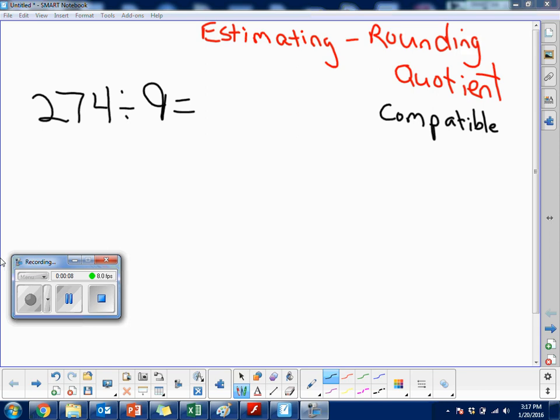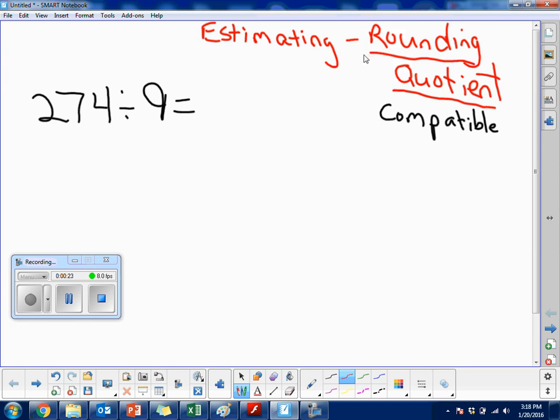Today we are going to work on estimating numbers by rounding them. And when we round them, we're going to be finding the quotient, or in this case, answers to a division problem. So let's go ahead and get started.